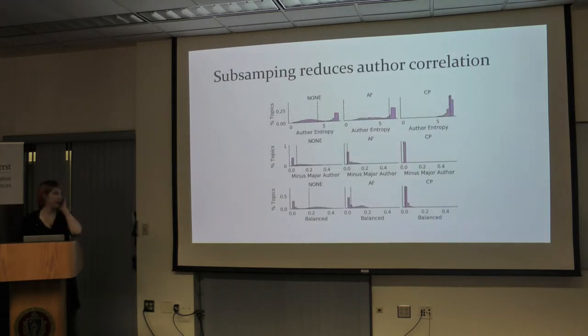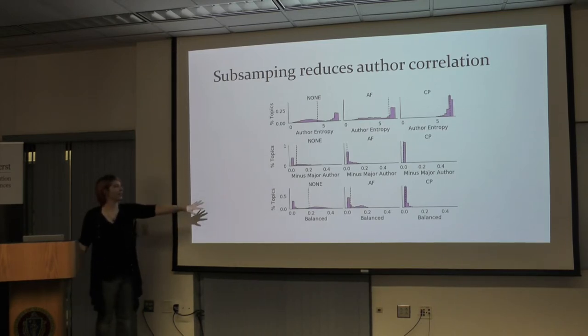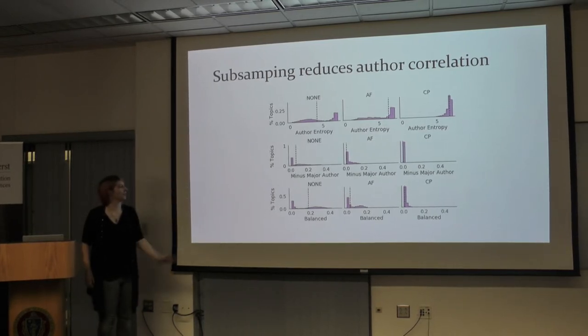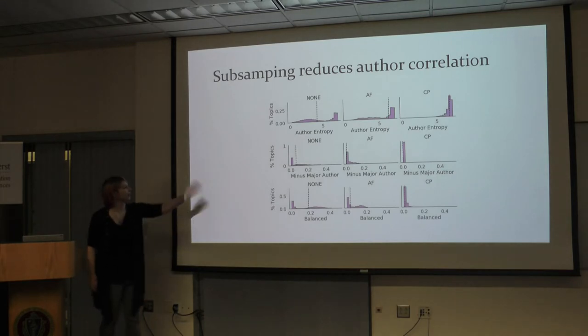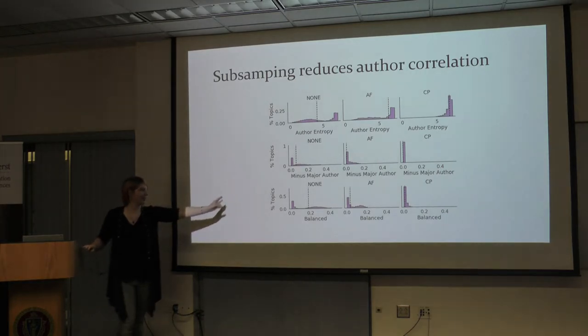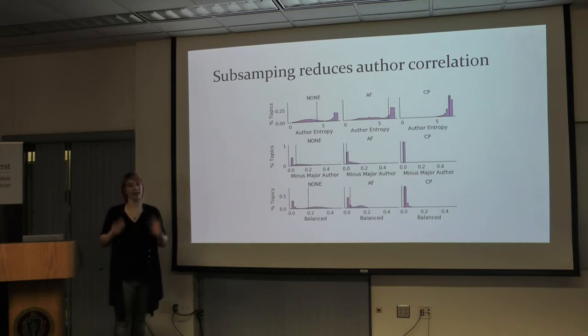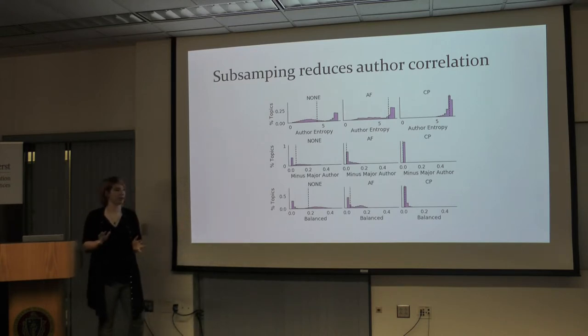So if we look back at our methods, where none was our original case, we have a lot of things hiding over there. But as we flip between the no case, where we didn't do anything, to just removing any word that is written by fewer than five authors, and finally the context probabilistic subsampling, we see this view.